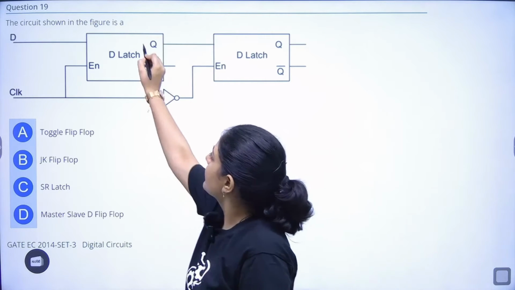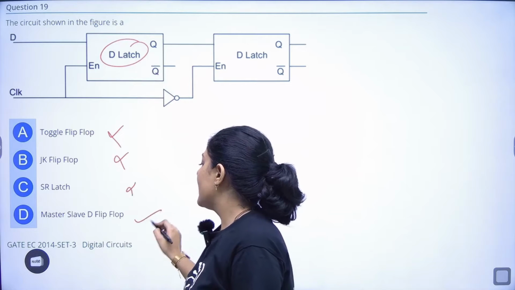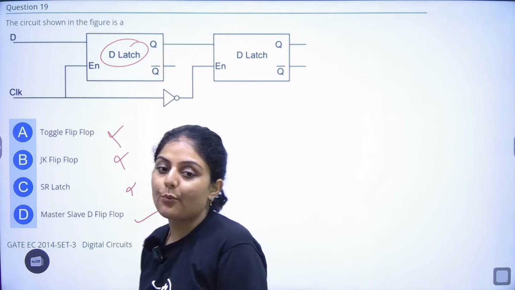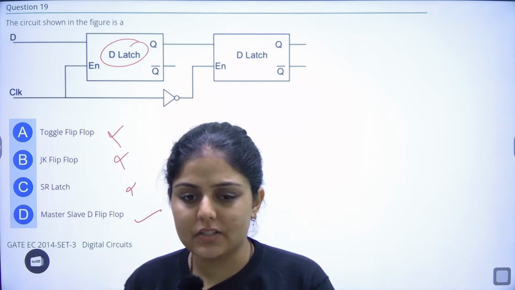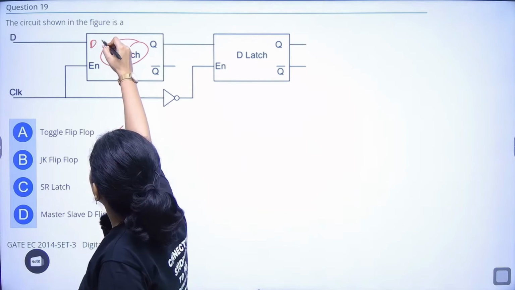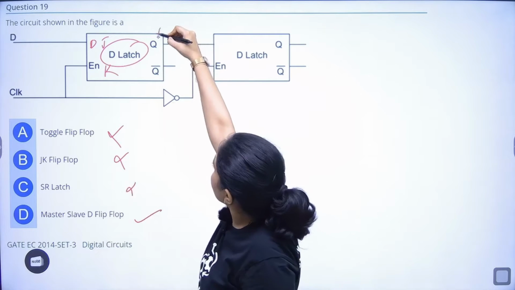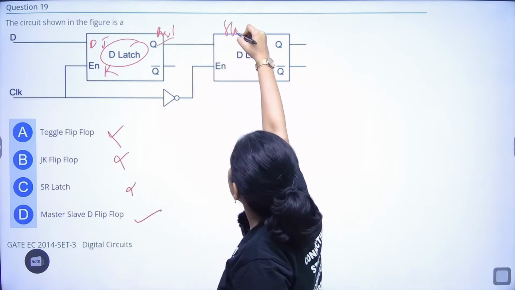Okay. So this D latch is given. So this is not a T flip-flop. This is not JK. This is not SR. This is a master slave D flip-flop formation. Master slave formation is done by this. If it is a D, you can also form master slave by JK. So this one is master and this one is slave.